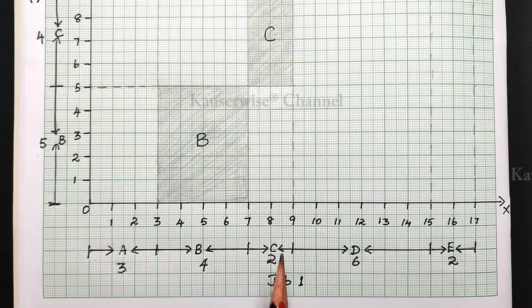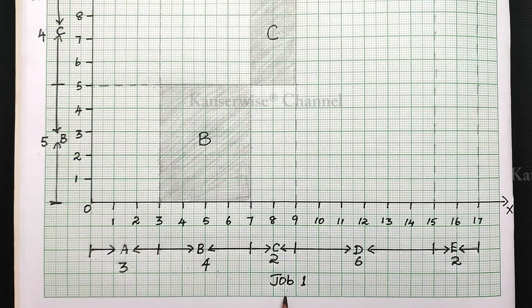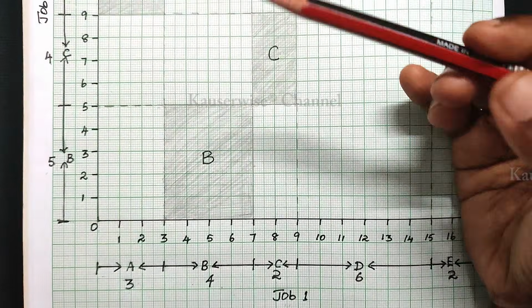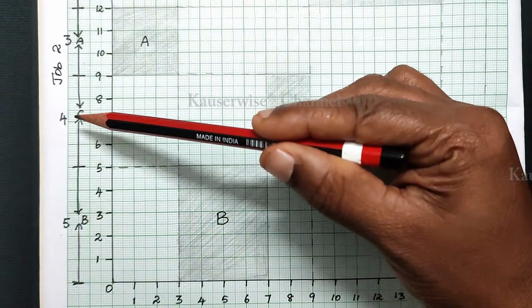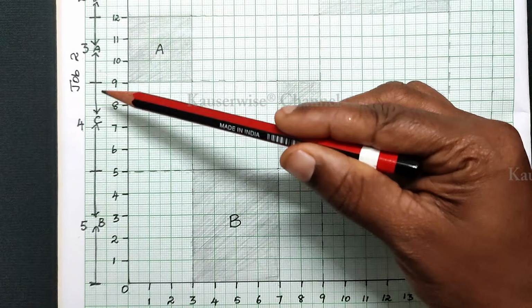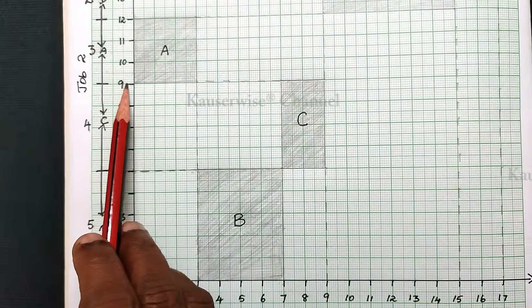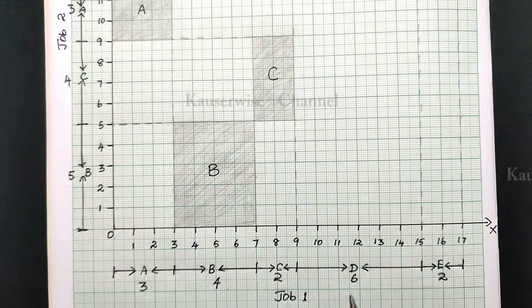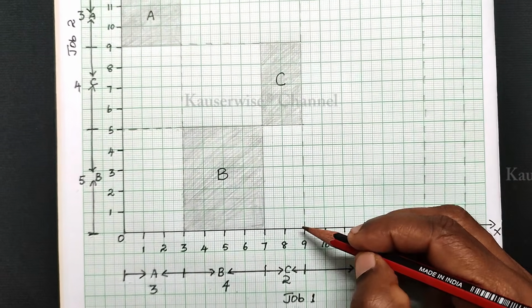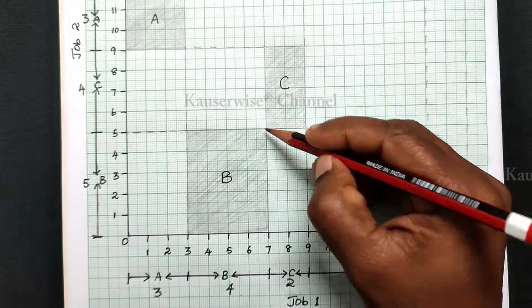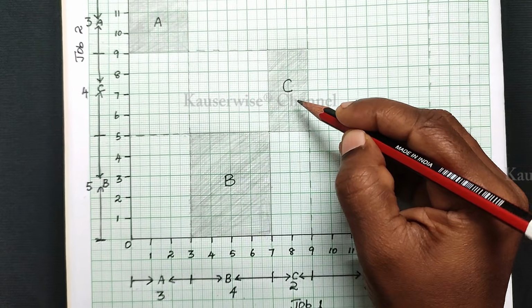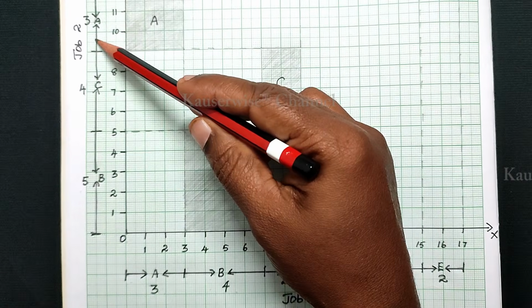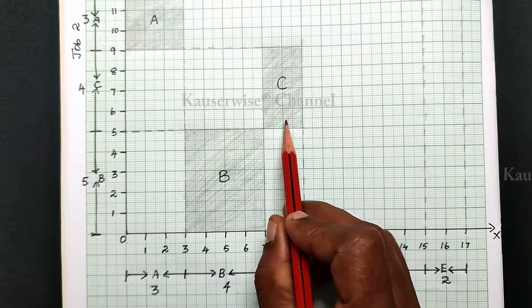Look at the next mission, that is C. Its processing time for job 1 is 2 hours, that is from 7 to 9. For job 2, C's processing time is 4 hours, that is from 5 to 9. Okay, so from 9, see the dotted line. For job 1, 7 to 9. So see the dotted line from 9. So this is the intersecting area for mission C to process job 1 and job 2. So you can construct one rectangle like this.